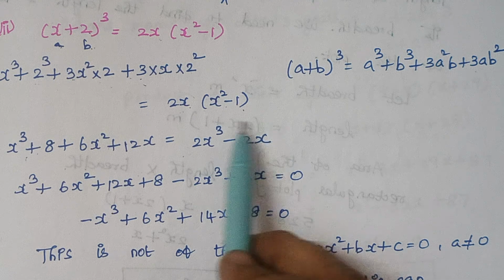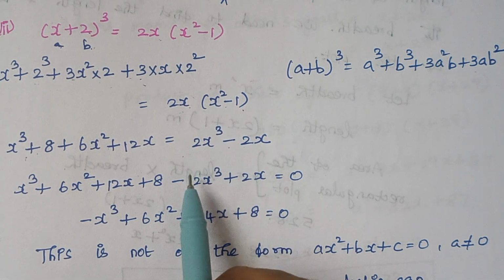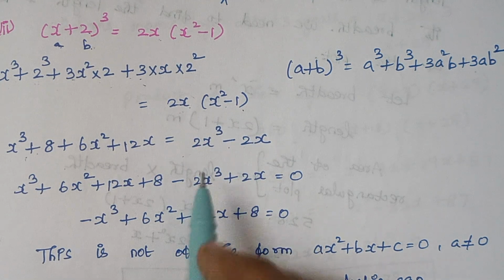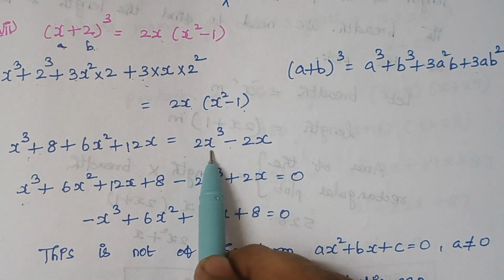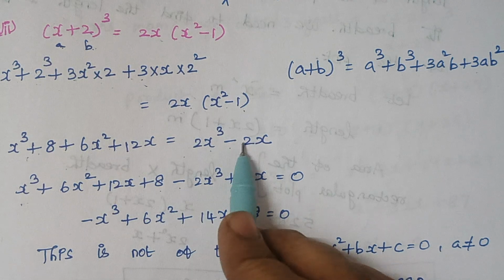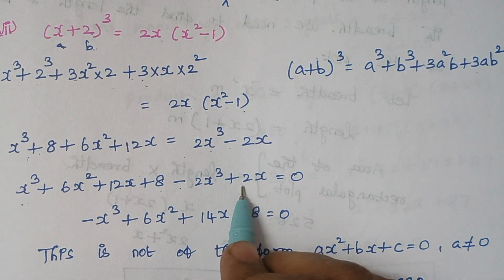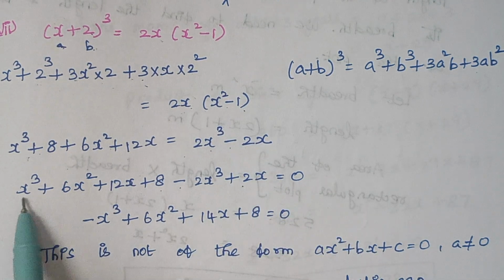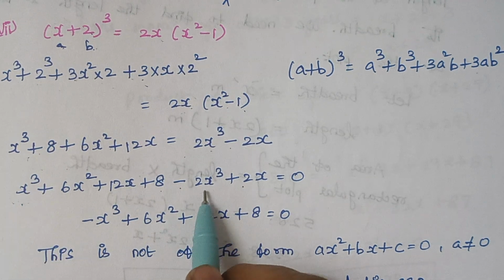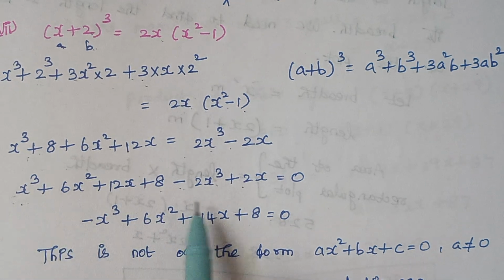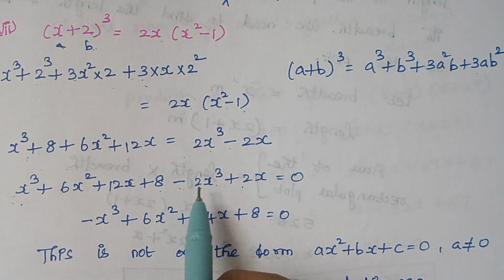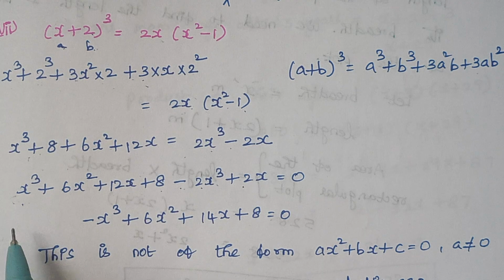I am moving the terms on the right hand side to the left hand side, therefore this creates a sign change. So write all these terms as such, and here this plus 2x cube becomes minus 2x cube, and minus 2x becomes plus 2x. Again when you simplify, you see here I have x cube and here I have minus 2x cube. So both have different sign, so you have to subtract. So minus 2 plus 1 gives you minus 1.